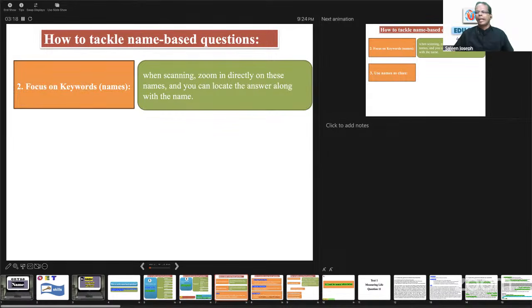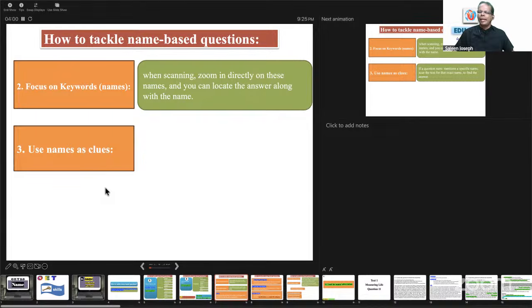Yeah. Second one. First one, focus on names. Have we said which are the names? Second one, focus on keywords, names. When scanning, zoom in directly. Or as we said, swoop directly or dive directly on these names in the text. And you can locate the answer along with the name. The first step is to look for the capital letters or uppercase letters, as we call it. Second one, zoom in directly or dive in directly on these names, capital letters, and you can locate the answer along with the name.